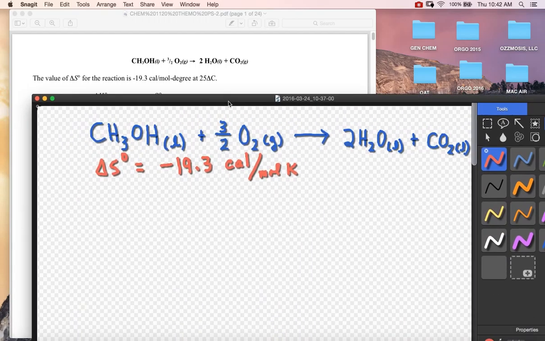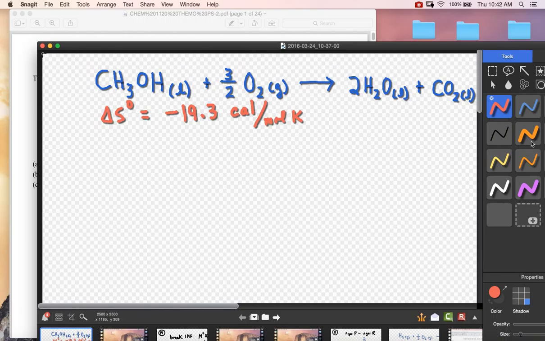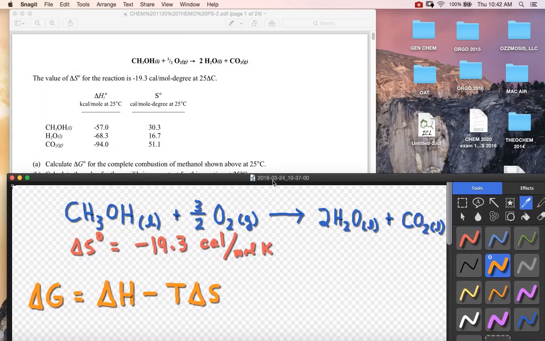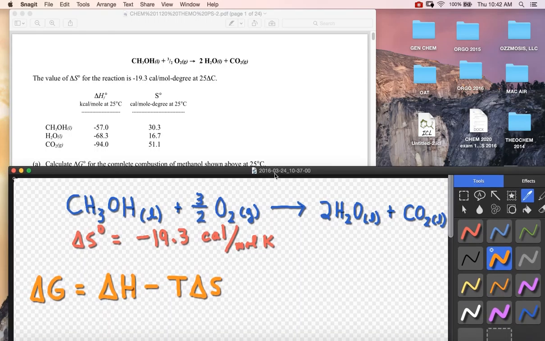We also want to remember some mathematical functions. Delta G is equal to delta H minus T delta S. Let's take a look at some questions. Part A asks us to calculate the delta G for the combustion of methanol at 298 Kelvin.